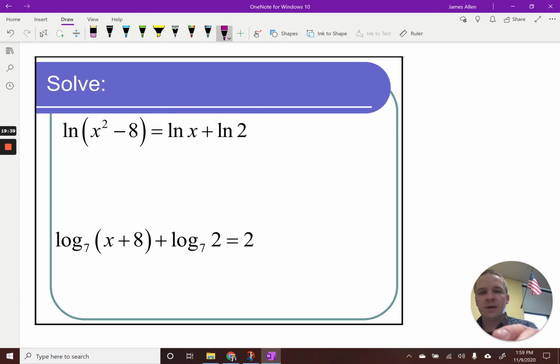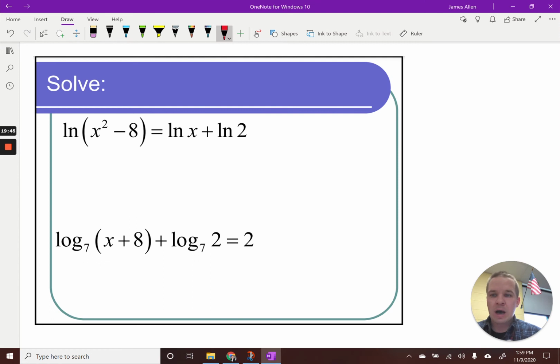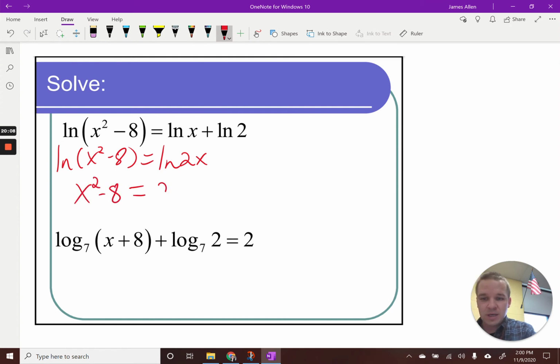Let's do a little bit of solving, and I'm gonna change colors here. I'm gonna go with red. Okay. I've got two natural logs on the right-hand side. I can't use one-to-one property like that, but I could condense first. Let's do it. So I'm gonna have natural log of x squared minus 8 is equal to the natural log of, what do I do when I condense with addition? I multiply. So 2x.